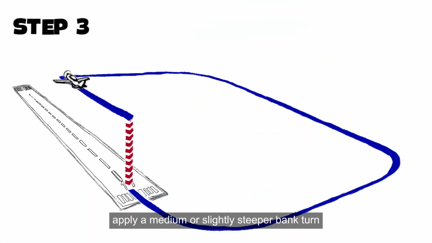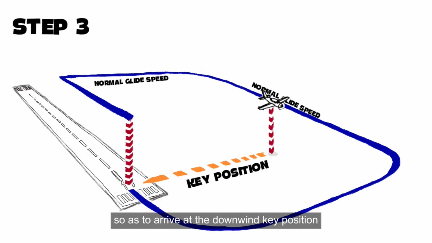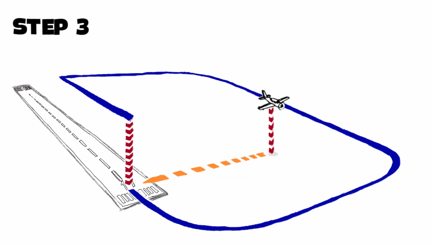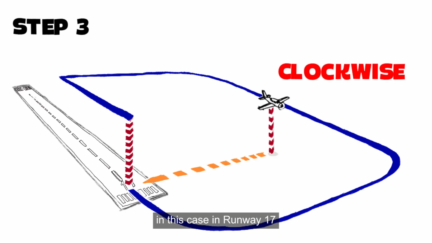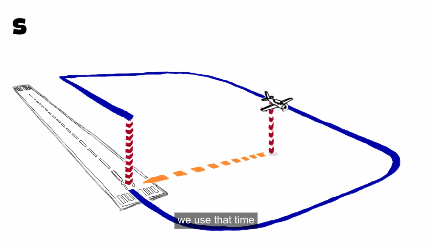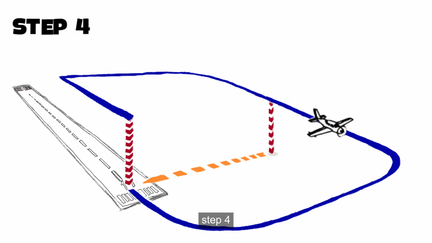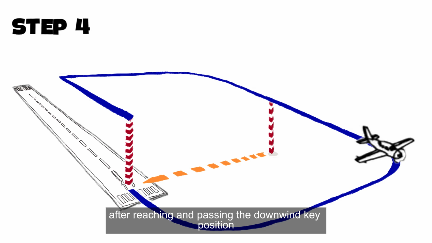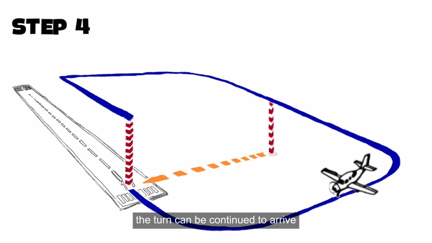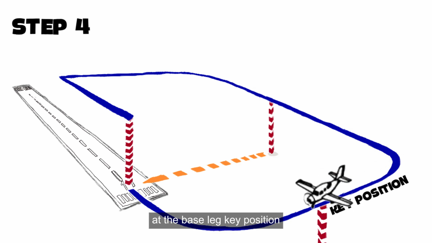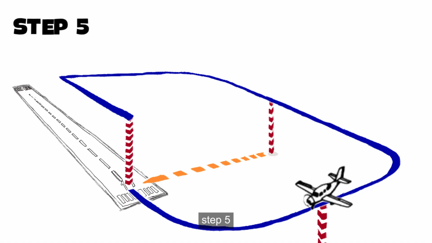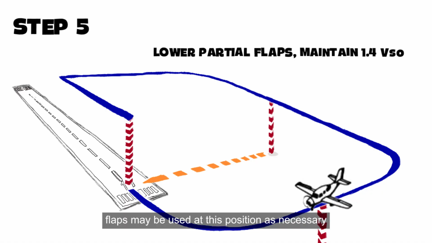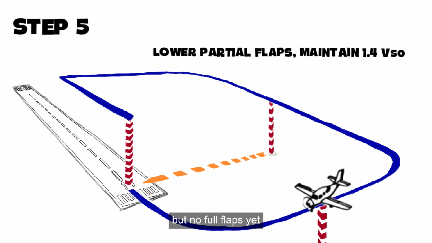Step 3. Apply a medium or slightly steeper bank turn in the desired direction so as to arrive at the downwind key position, also known as the inner downwind. In this case, in runway 17, we will turn clockwise, as our turn should be inside the traffic pattern we used that time. Step 4. After reaching and passing the downwind key position, the turn can be continued to arrive at the base leg key position. Step 5. Flaps may be used at this position as necessary, but no full flaps yet.